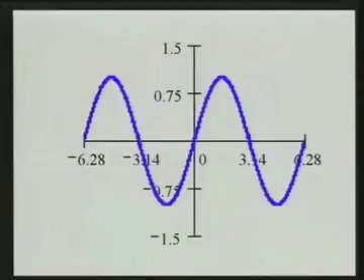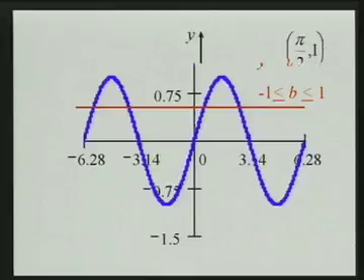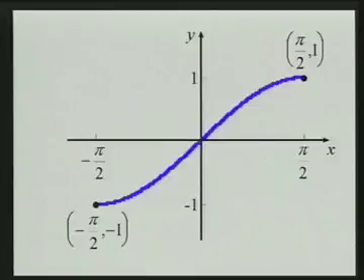You should notice right off the bat that the graph of y equals sine of x is not a one-to-one function. The reason it's not a one-to-one function is because the horizontal line crosses the graph in more than one spot. Therefore, the function y equals sine of x will not have an inverse function. However, if we restrict the domain of y equals sine of x to include only values of x between negative pi over 2 and pi over 2 inclusive, we then have a one-to-one function.